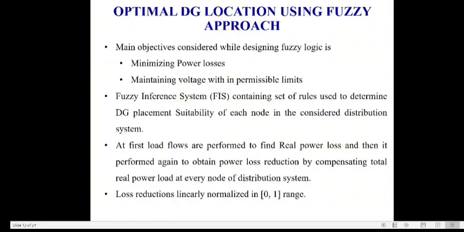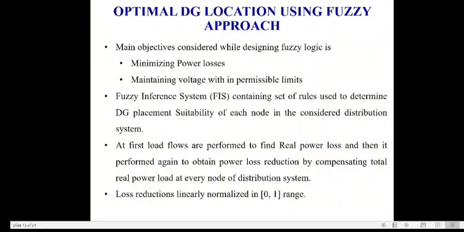Optimal DG location using fuzzy approach. The main objectives considered while designing the fuzzy logic are minimizing power loss and maintaining voltage within the permissible limit. The fuzzy inference system contains a set of rules used to determine the DG placement suitability of each node in the considered distribution system.